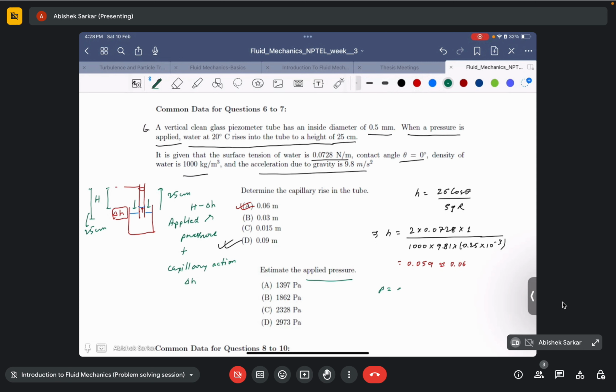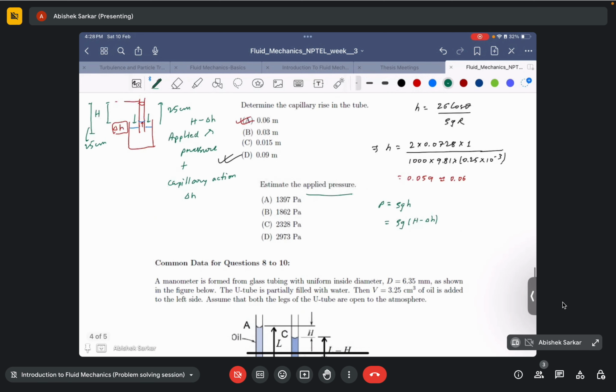is equal to rho g h. और इस केस में, because of applied pressure, वो H क्या होगा, rho g capital H minus delta H. हाँ, तो just substitute the value, उसमें 1000 into 9.81 into 25 minus 6 into 10⁻², या फिर in more simpler term, since let's keep it in meter, so 25 centimeter would be 0.25 meter minus 0.06 meter. Just do this calculation and tell me the answer then.